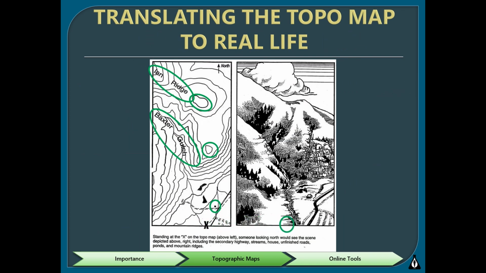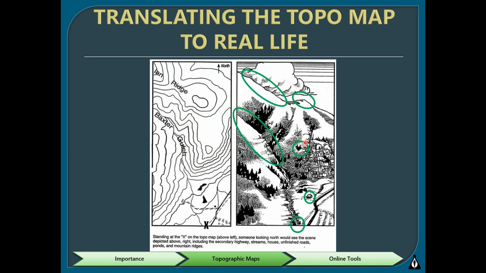Here's what it might look like if you wanted to translate a topographic map to what you would see in real life. If you were standing here, you would be located here on the picture on the right. And you can see that there would be a house there, and this area where all the topographic lines are closer together shows the steepness of this hill.